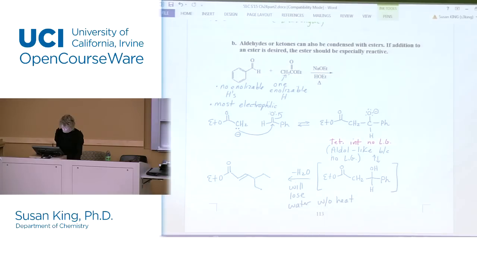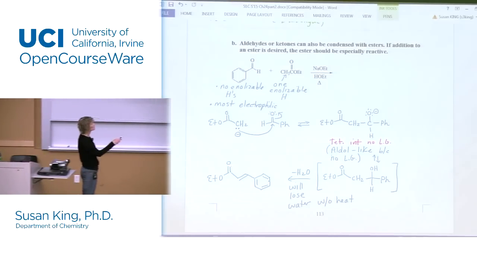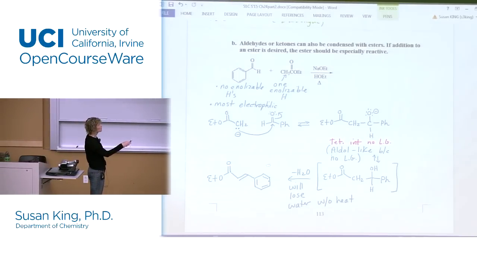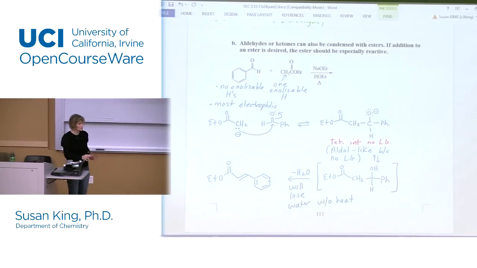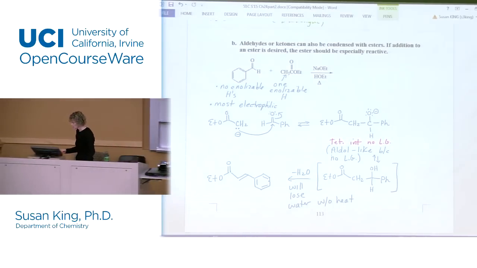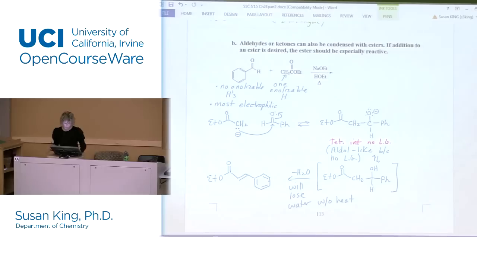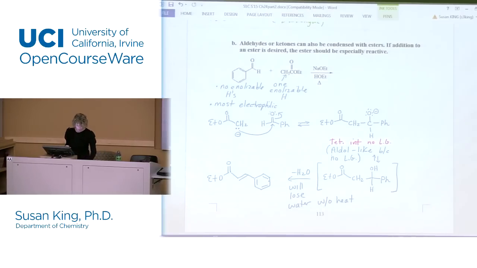I'm going to draw out the phenyl ring so you can see why. Why does that lose water without heat? We saw one like that already. The double bond that you form when you eliminate water is conjugated with the benzene ring. So we have this highly conjugated system. We have the carbonyl, double bond, single bond, double bond, single bond, double bond, single bond, all the way around here. Okay, so you can't isolate the beta hydroxy. So you have to know that that goes all the way to the alpha beta unsaturated carbonyl.